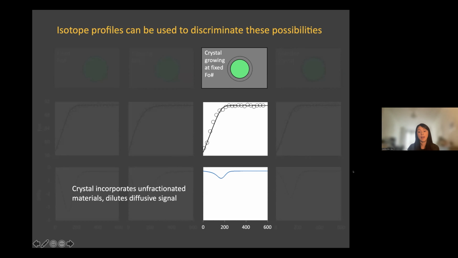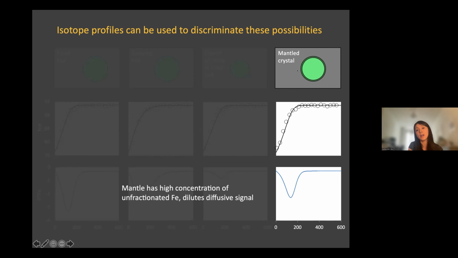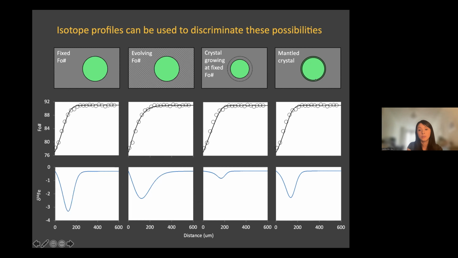And then the last model, where we're modeling an instantaneous growth of olivine surrounding the initial crystal, we also have less isotope fractionation compared to the first case of fixed boundary. And that's because this mantle is very iron-rich, it's unfractionated. So this iron-rich mantle also dilutes the diffusive signal. So that's why we have a very similar shape to the first model, but the fractionation is smaller because of that dilution by the unfractionated iron-rich mantle.